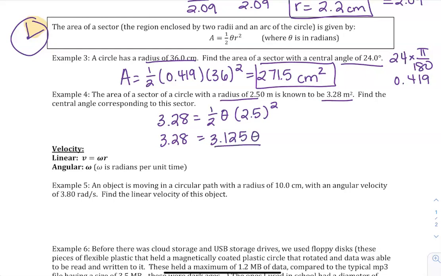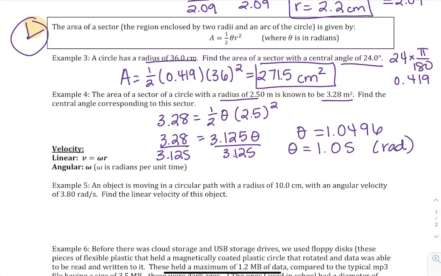To solve for that angle, I divide both sides by 3.125. And 3.28 divided by 3.125 tells me that my angle is 1.0496, or I can make that 1.05. This is in radians. If you wanted the angle in degrees, you could then convert it by multiplying by 180 over pi.